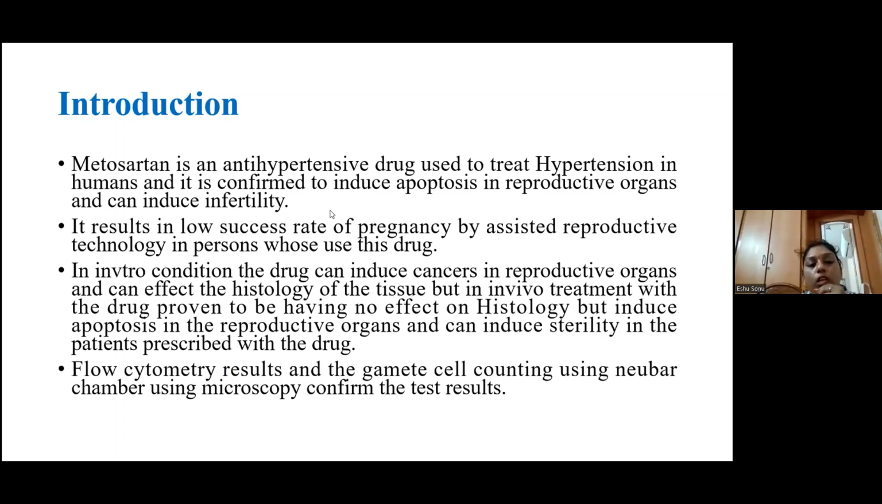Regarding the histology affected by this drug, it can even induce testicular cancers in in vitro conditions. But in vivo, it does not affect histology, but it will cause sterility in patients who were prescribed this drug. The positive results of this apoptosis induction can be confirmed by flow cytometry results and also sperm counting using microscopy.